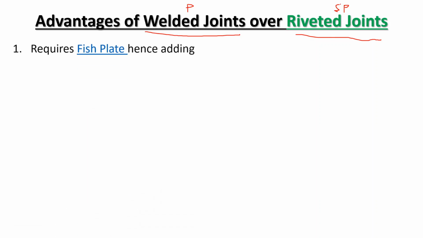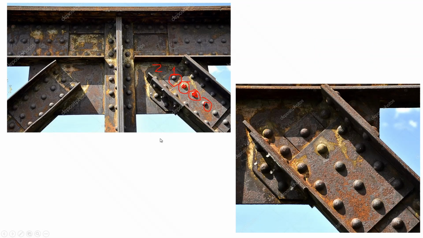The first advantage of the welded joint over riveted joint is that in case of riveted joints, you have to use the fish plate. Now I will show you what I mean by a fish plate. Fish plate is basically an additional plate which is required for the assembly of two components in case of semi-permanent or in case of riveted joints.